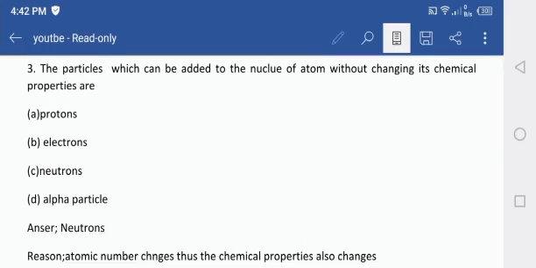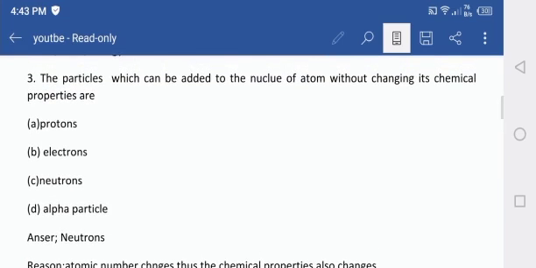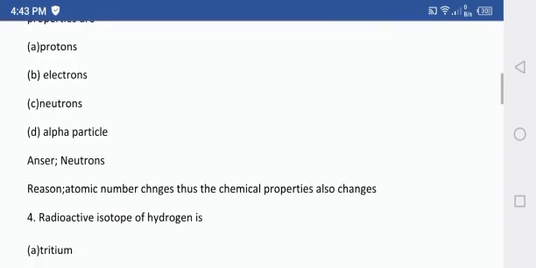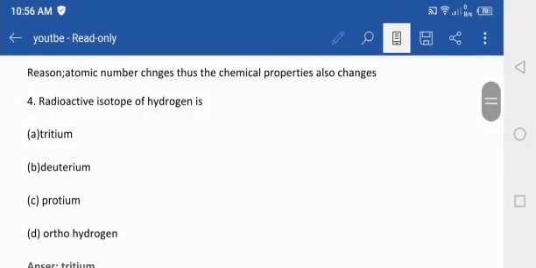MCQ 3: the particles which can be added to the nuclei of an atom without changing its chemical properties are. They are neutrons, because on adding neutrons, the chemical properties of the element do not change. Therefore, neutrons are those particles. While adding protons, electrons and alpha particles, the atomic number changes and obviously the chemical properties are also changed.